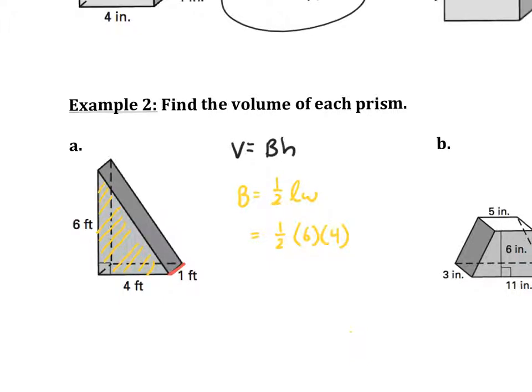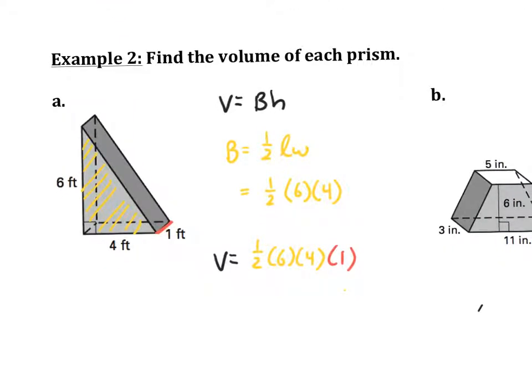Yep. If you prefer not to break this up piece by piece, you can do the whole thing like this. Volume is equal to 1/2 length times width, and then times the height, which is 1. So I just plugged it all into one formula. This is the area of the base, and that's my height. And when we finish this up, 1/2 of 6 is 3, and so we end up with 12 cubic feet.